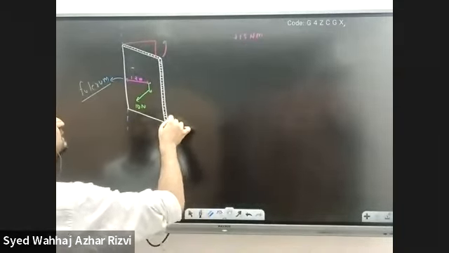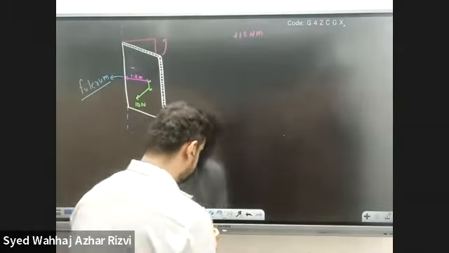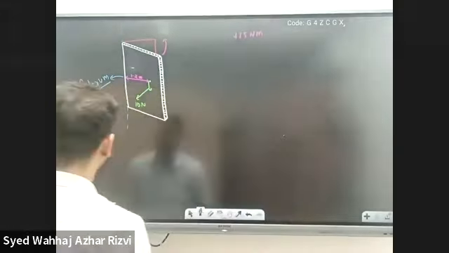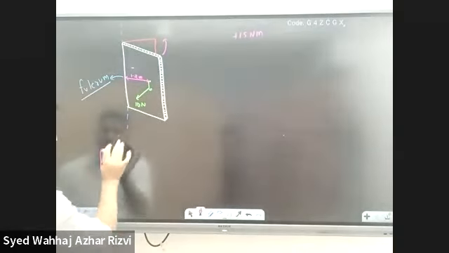Okay. Now, have you ever visited a nursery where we have a seesaw? Torque on a seesaw.